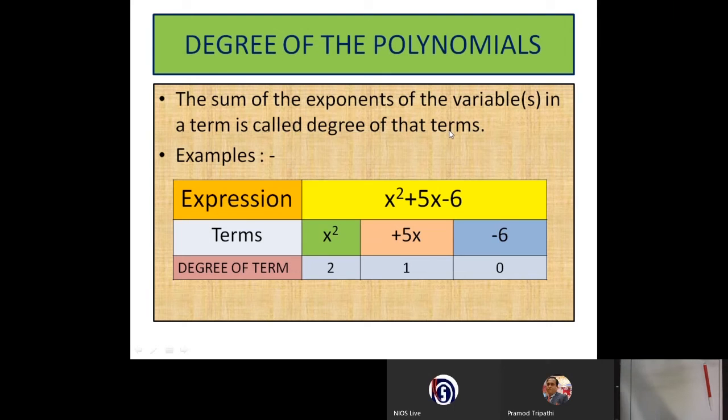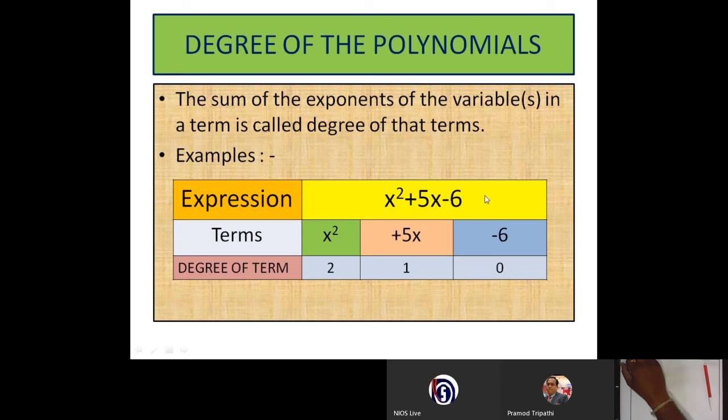Now in the expression we have taken here, x square plus 5x minus 6, there are three terms. X square, the second term is 5x, and the third term is minus 6. So the sum of the exponents of the variable: since there is one variable and its exponent is 2, hence the degree of the term x square is 2. For the second term 5x, the exponent of the variable x is 1, hence the degree of the term 5x is 1.